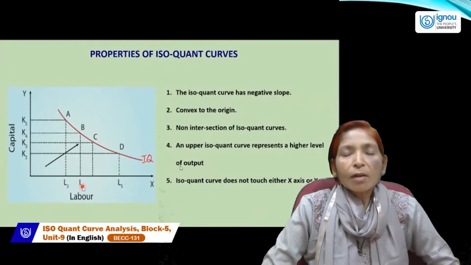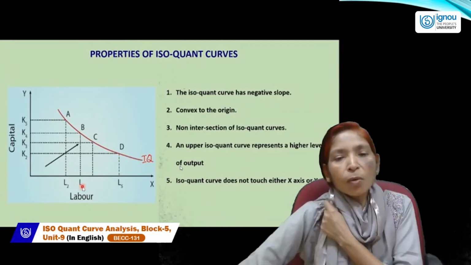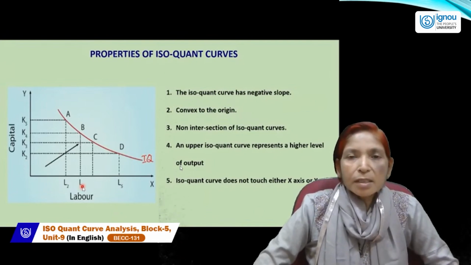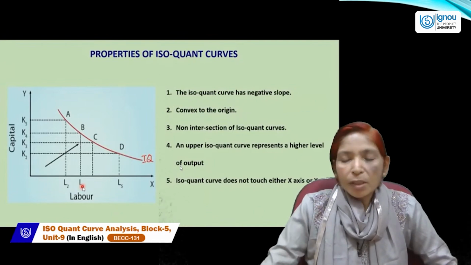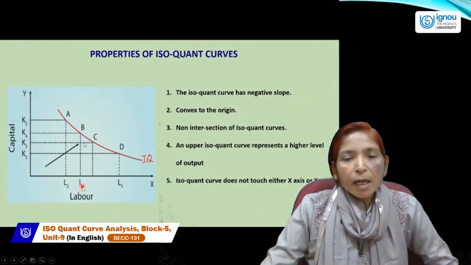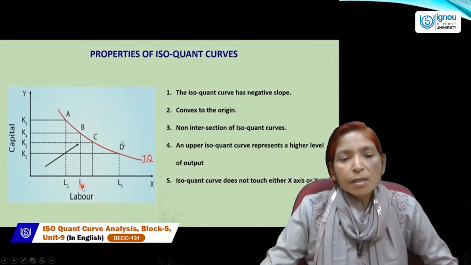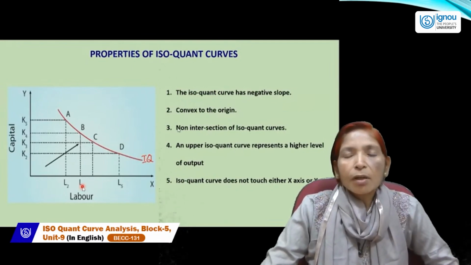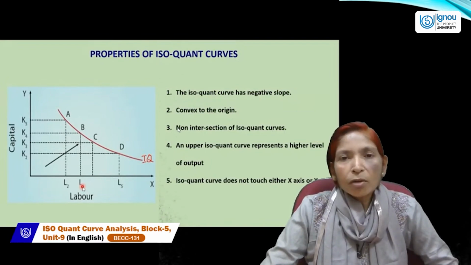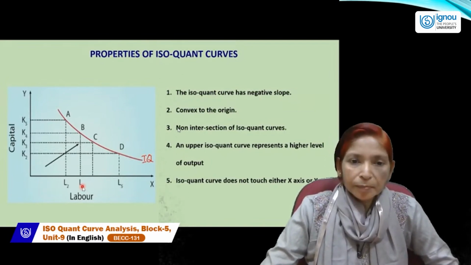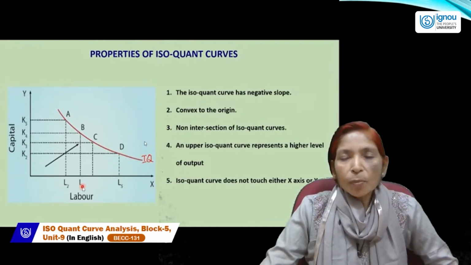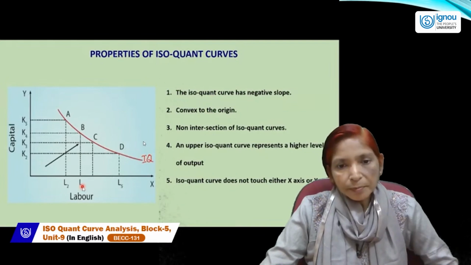Now, what are the properties of the isoquant curve? The isoquant curve always has a negative slope. Its slope is always negative, downward from left to right, and the isoquant curve is always convex to the origin. Why is this always convex to the origin? Due to the applicability of the law of diminishing marginal rate of technical substitution. As the marginal rate of technical substitution is falling, this curve is always convex to the origin.